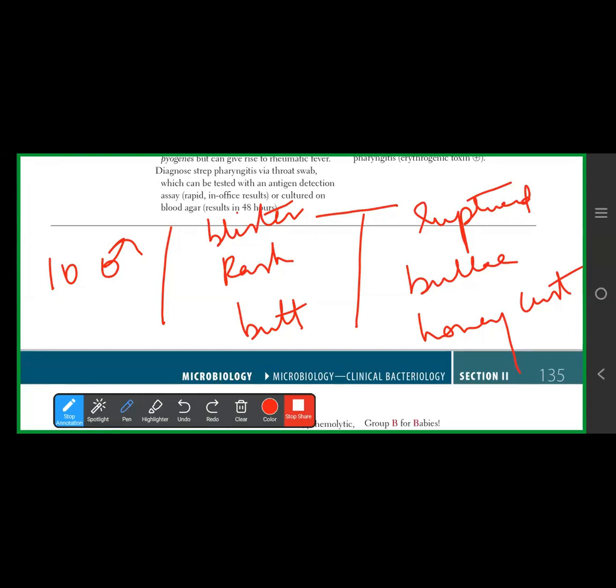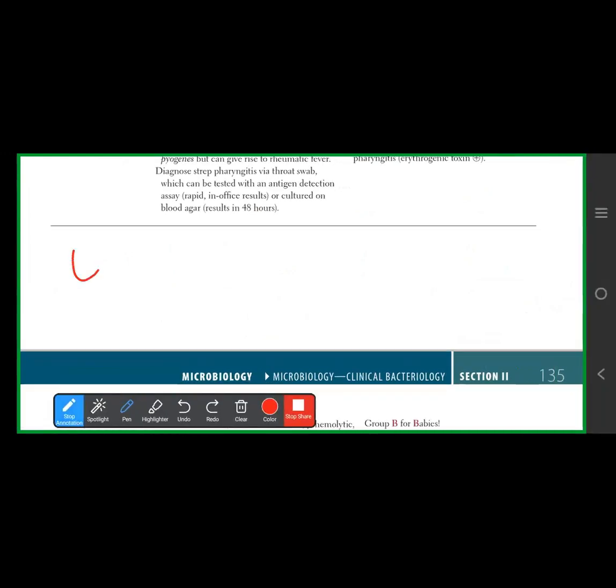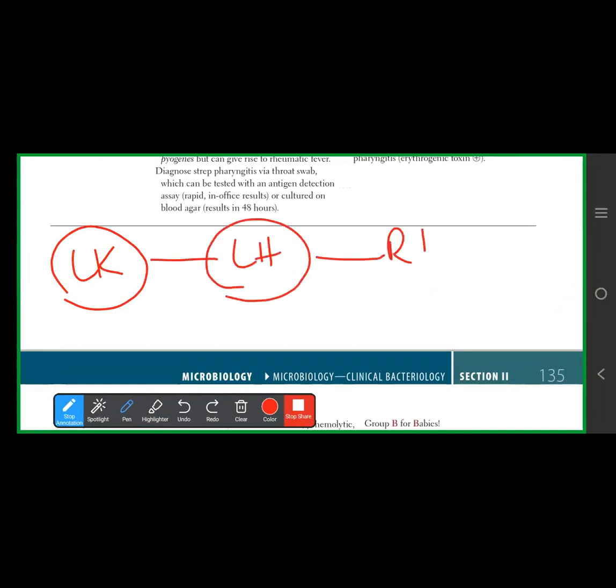Okay, so I'll go for one more case scenario. Let's say this time we have an 8-year-old boy, and he's coming to the pediatrician because he's having pain and swelling in the joint. It starts in the left knee, and then it goes to the left hip, and then to the right shoulder. So what they're trying to say is a migratory polyarthritis.